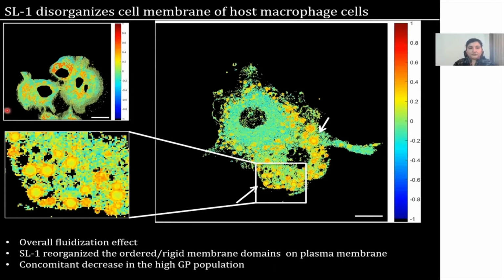Compared to the control cell seen on the left-hand side, what we found was that after interaction with sulfoglycolipid 1, the membranes of these live cells showed a complete reorganization of their lipid domains, wherein these orange colored regions were no longer visible, but rather the GP counts of the entire image were shifted to lower values, suggesting that there is a fluidization effect caused by the insertion of this mycobacterial lipid.